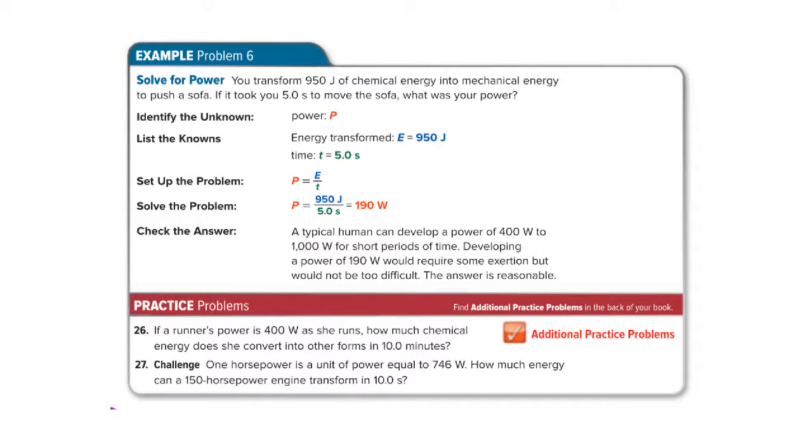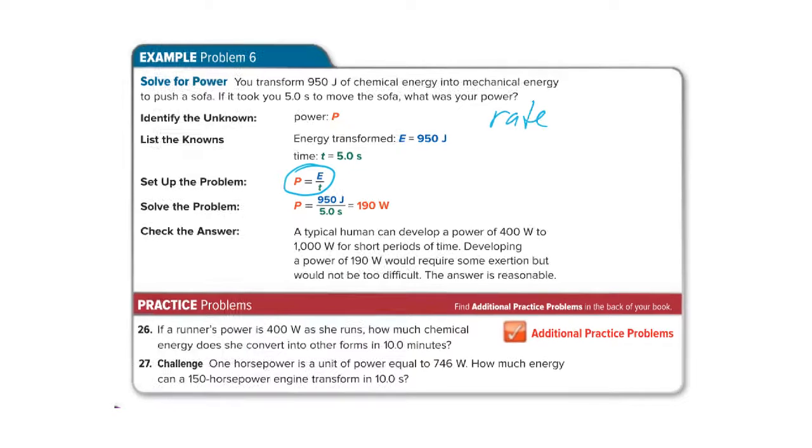So, power problems. Your example problem says you transform 950 joules of chemical energy into mechanical energy to push a sofa. If you took 5 seconds to move the sofa, what was your power? Well, the equation for power is right here. Power equals energy over time. It's a rate. Remember, a rate is anything that happens over time.